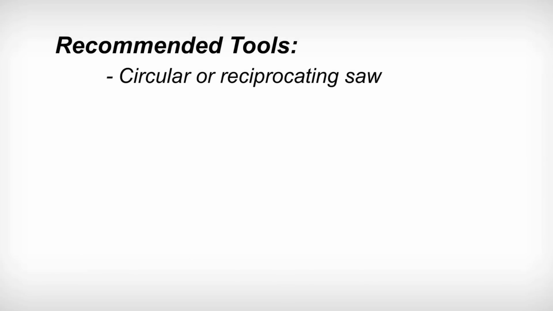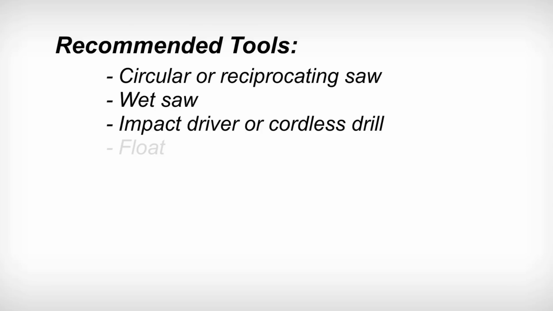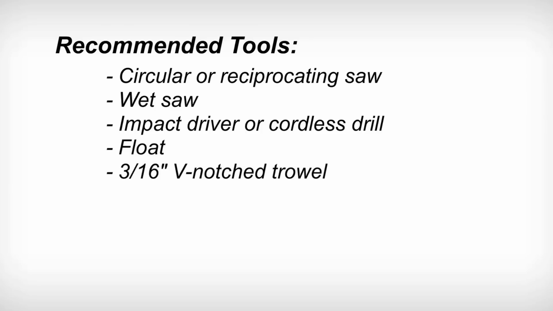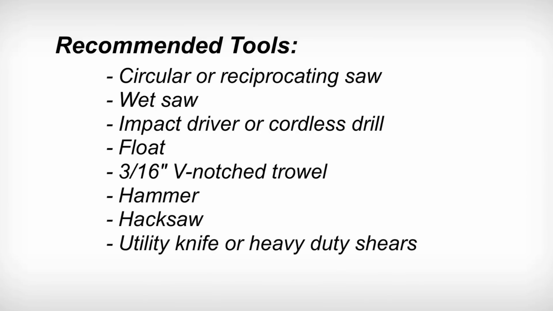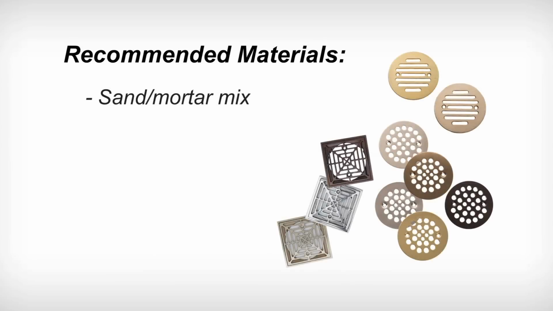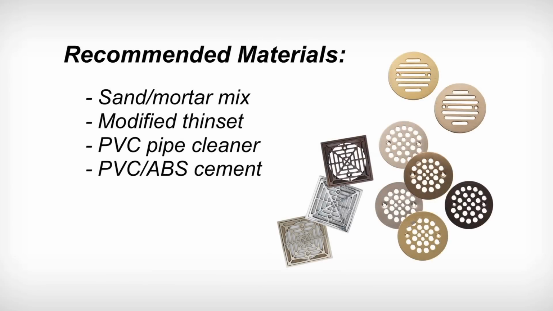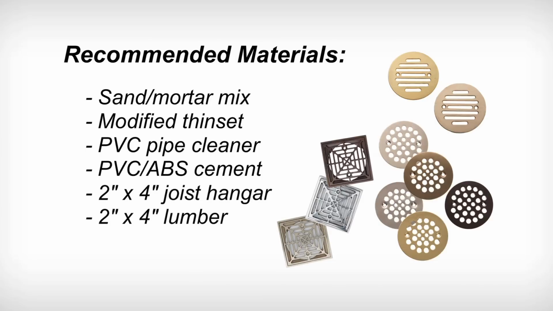Along with a kit, you'll want to have ready the following recommended tools and materials: a circular or reciprocating saw, a wet saw, an impact driver or cordless drill, a float, a 3/16 inch V-notched trowel, a hammer, a hacksaw, a utility knife or heavy-duty shears, and screed. For materials, you'll need sand mortar mix, modified thinset, PVC pipe cleaner, PVC ABS cement, 2x4 joist hanger, 2x4 lumber for blocking, and a drain grate in the finish of your choice.